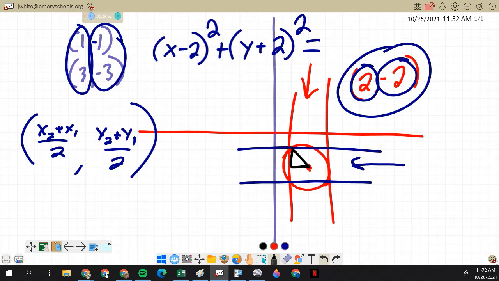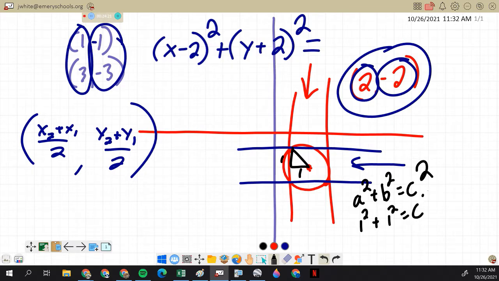What is the x portion of that right triangle? 1. What is the y portion of that right triangle? 1. So I use the Pythagorean theorem, which is a formula I do have memorized. A squared plus b squared equals c squared. So 1 squared plus 1 squared equals c squared. So 1 plus 1 equals 2.